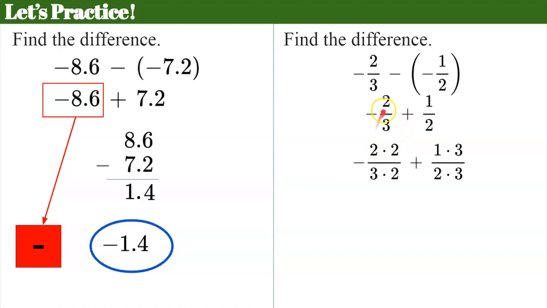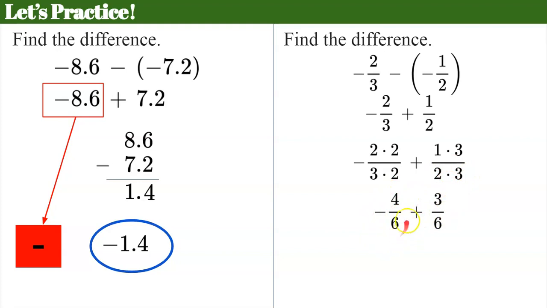So let's go ahead. I have my fraction, my negative 2/3 here. To get a denominator of 6, I need to multiply both the numerator and denominator by 2. And here's my fraction of 1/2. And in order to get a denominator of 6, I need to multiply both numerator and denominator by 3. Let's multiply. 2 times 2 is 4 over a denominator of 3 times 2 or 6. Don't forget that negative sign. 1 times 3 is 3 and 2 times 3 is 6.